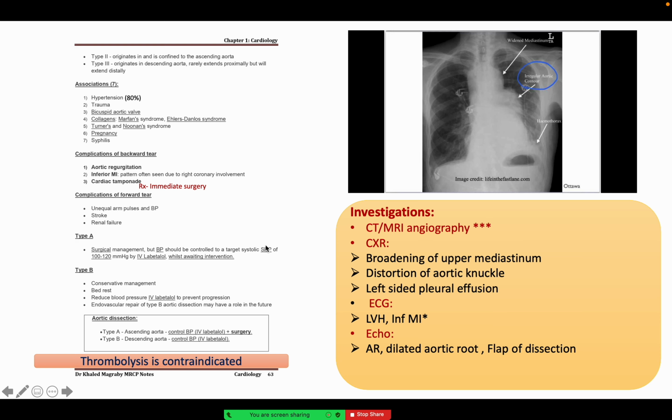So this is all about aortic dissection, presented very concisely here, but everything I was talking about regarding this topic is very important for the exam. And the last thing is thrombolysis. In case of aortic dissection, thrombolysis is contraindicated. Always remember that. As you have seen, inferior MI is a complication of aortic dissection, but though this patient has inferior MI features, you shouldn't do any thrombolysis. It will kill the patient.